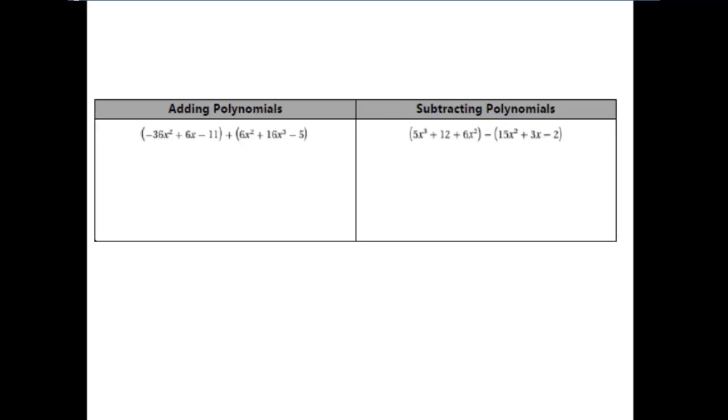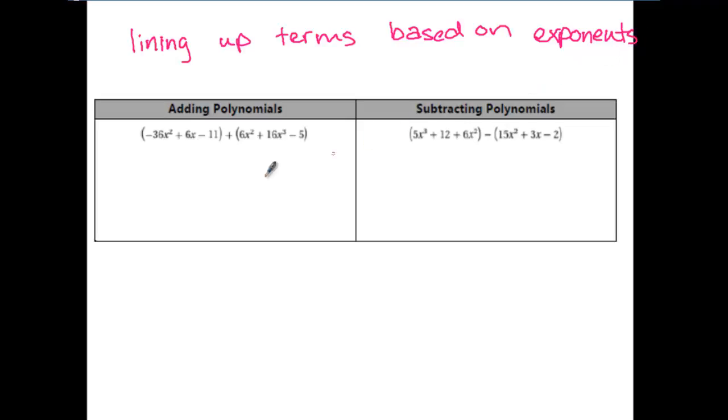All right, next we're going to add and subtract polynomials. The one thing that I would recommend that you do is lining up terms based on their exponents. So we want this to be in standard form when we're adding, and we're going to line this up like a regular addition problem. So I see I have a second, a first, and 0 for my variables.